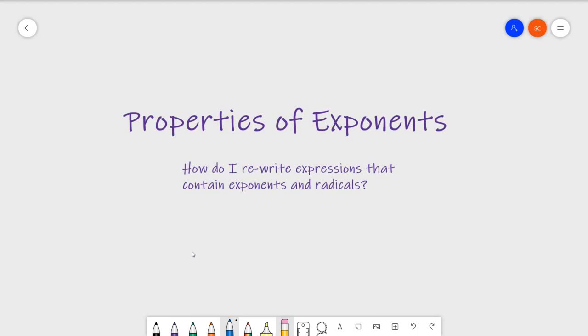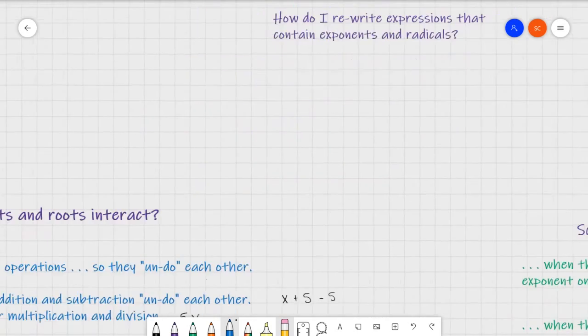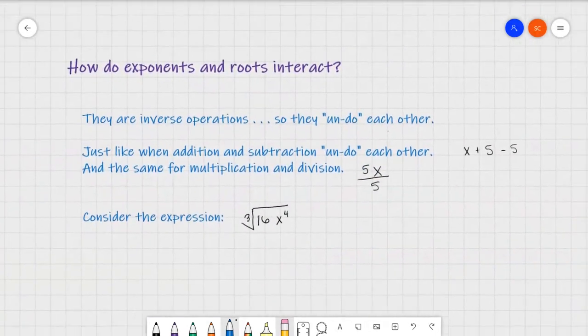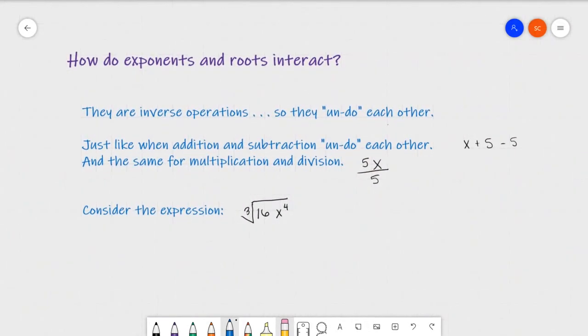Here's a great question regarding properties of exponents. How do we rewrite expressions that contain exponents or perhaps radicals, things like square roots, cube roots, etc.? So let's look first at how exponents and roots interact with each other.